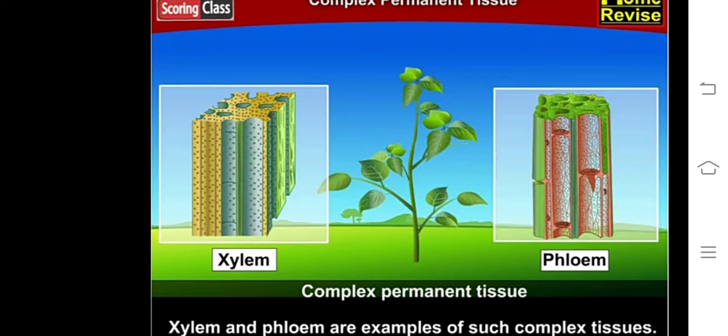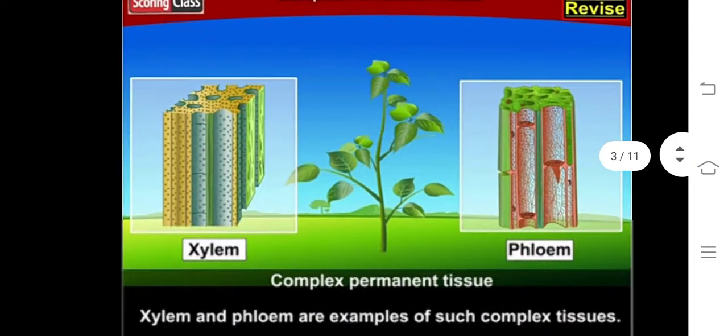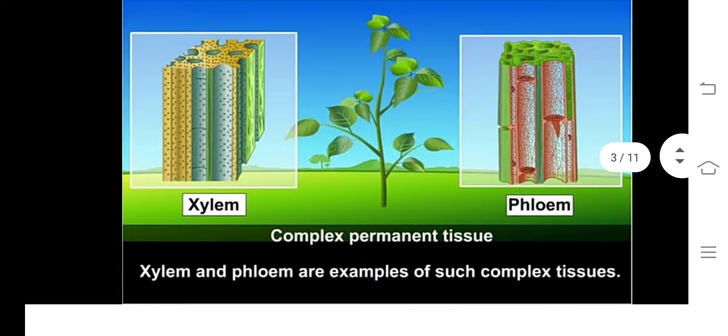Once again, children, what are complex permanent tissues? Complex permanent tissues are made up of different kinds of cells, children. And also, very important, xylem and phloem are the examples of such complex tissues. If asked to name the complex permanent tissue, you are supposed to say xylem and phloem. I hope you understand, children. Next question arises.